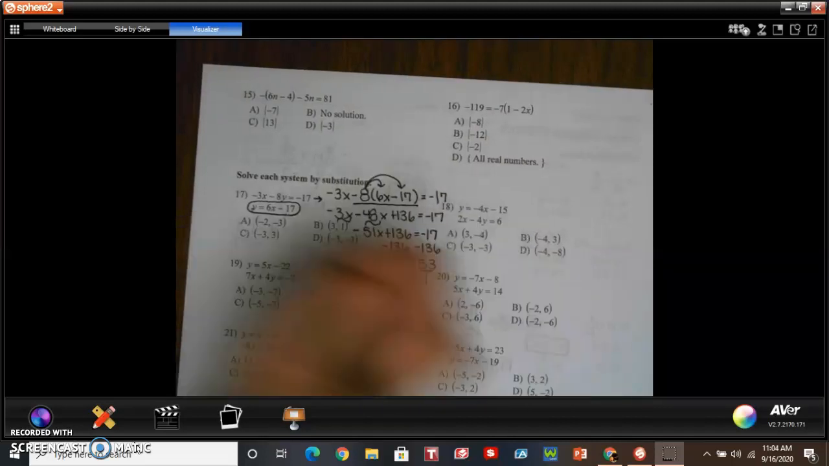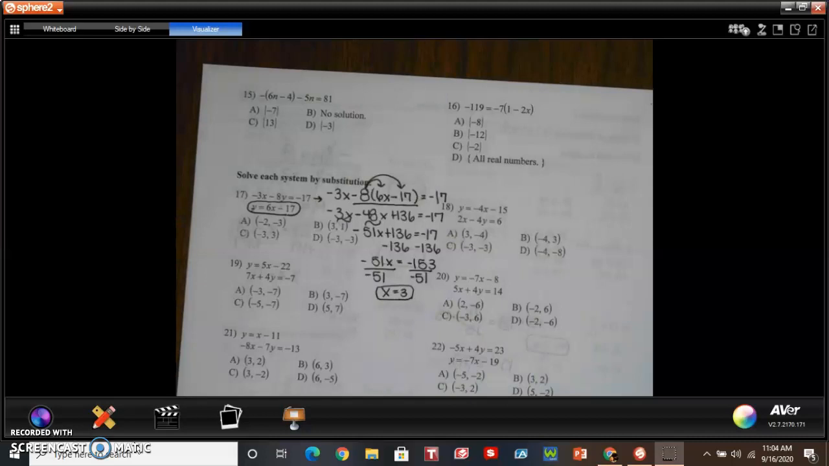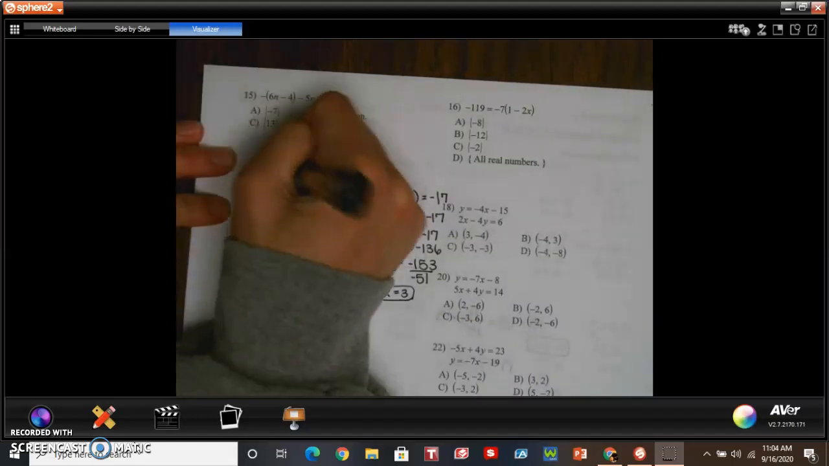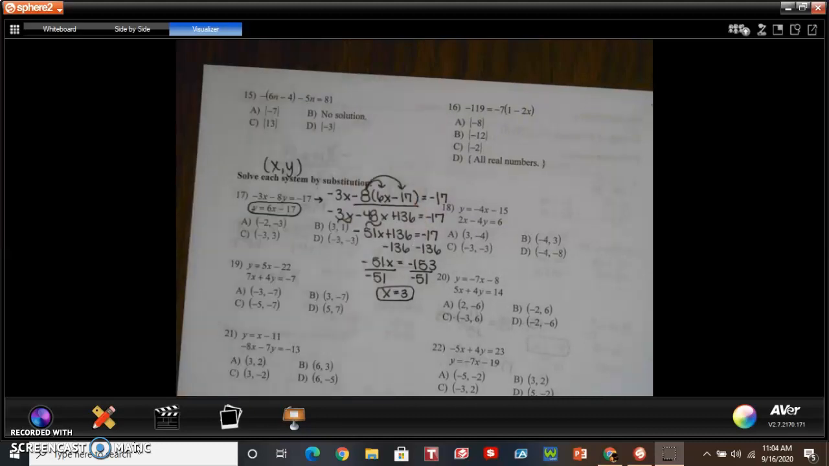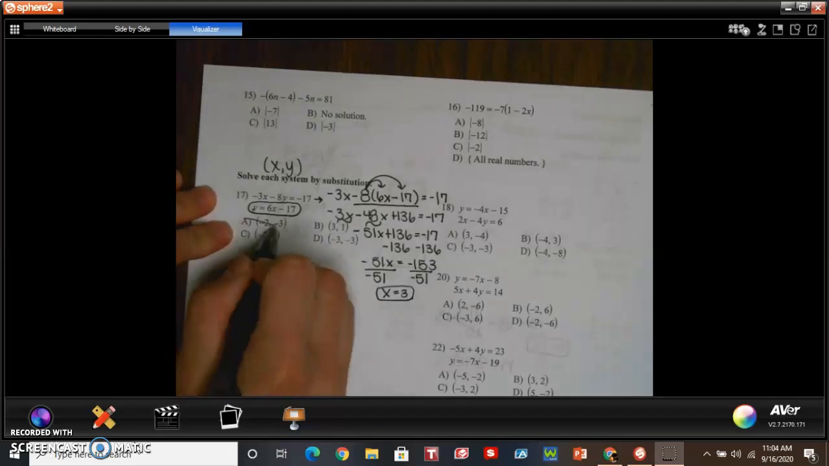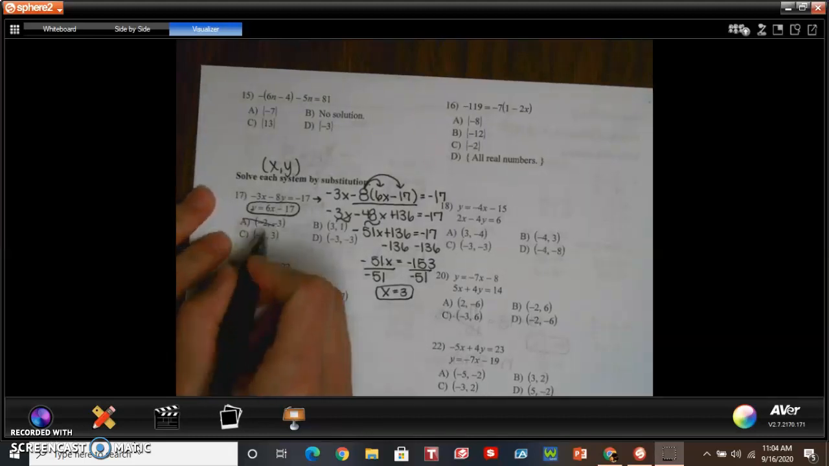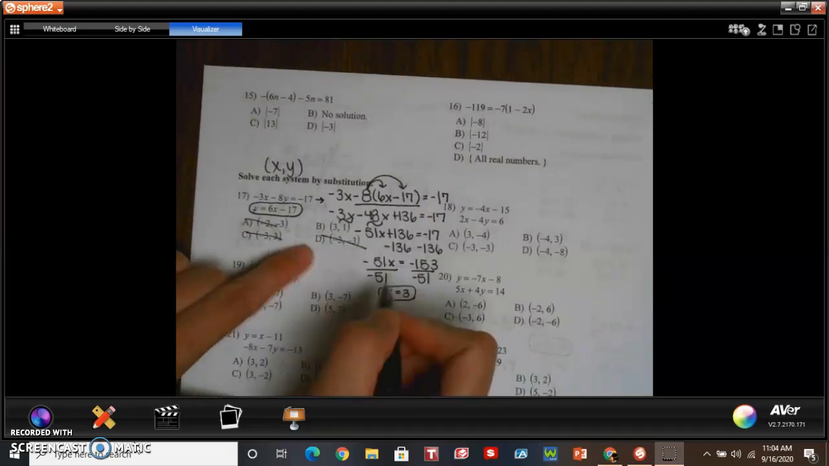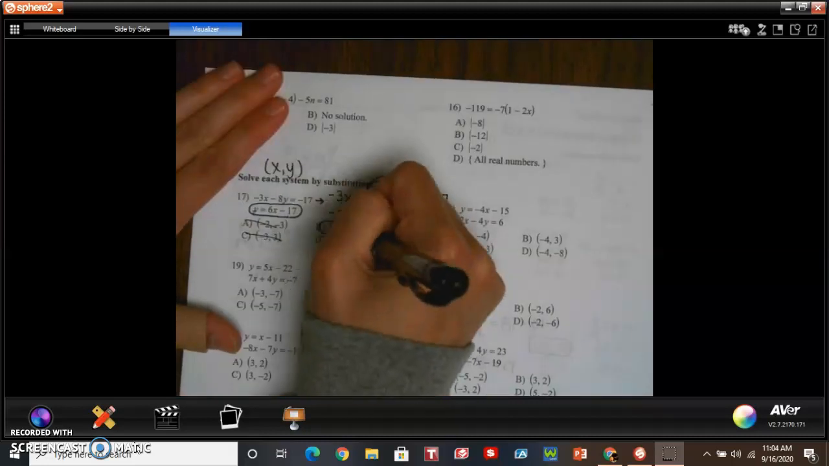So before I even continue on with this problem, I'm going to see if I can go ahead and find my answer. Remember that a point is written as x comma y. So what I'm looking for in these multiple choice questions is, do I have an x of 3? This one says x is negative 2, so that doesn't count. This one says x is negative 3, so nope. This one says x is negative 3, nope. But this one says x is 3, and it's the only one. So that is our final answer.